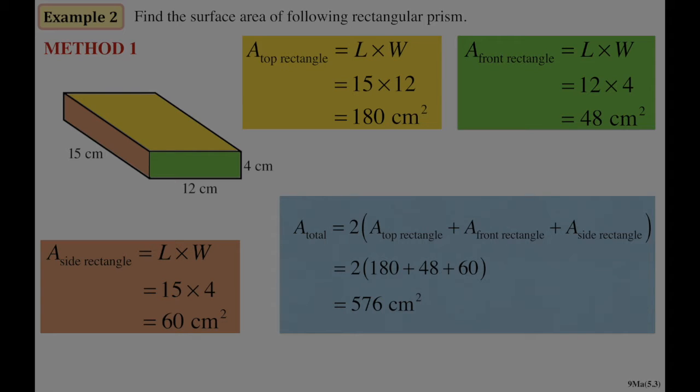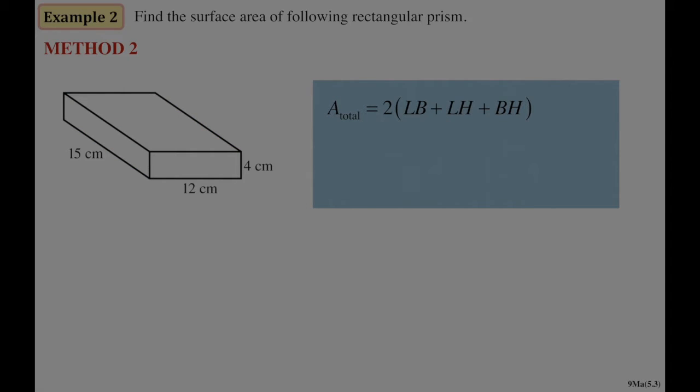Now, as I said, method 1, it's the method I would use if I didn't recognise what the formula should be for this particular shape, or I forgot what the formula was. But let's try method 2, just using the formula that's written down in your booklet as the formula for the surface area for all rectangular prisms. It's 2 lots of length times breadth plus length times height plus breadth times height.